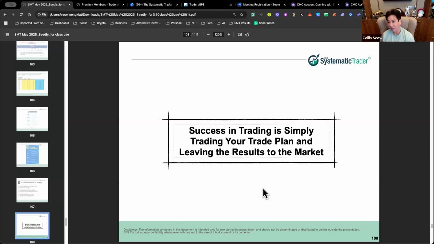Got it? So if all your criteria are followed and you still lost, it's considered a good trade. Okay, it's considered a good trade. So a good trade doesn't mean making money. A good trade can mean you executed the trade correctly. Okay, so here you can spend time to go through with your coach whether you executed the trade correctly. I think that's important. Okay.